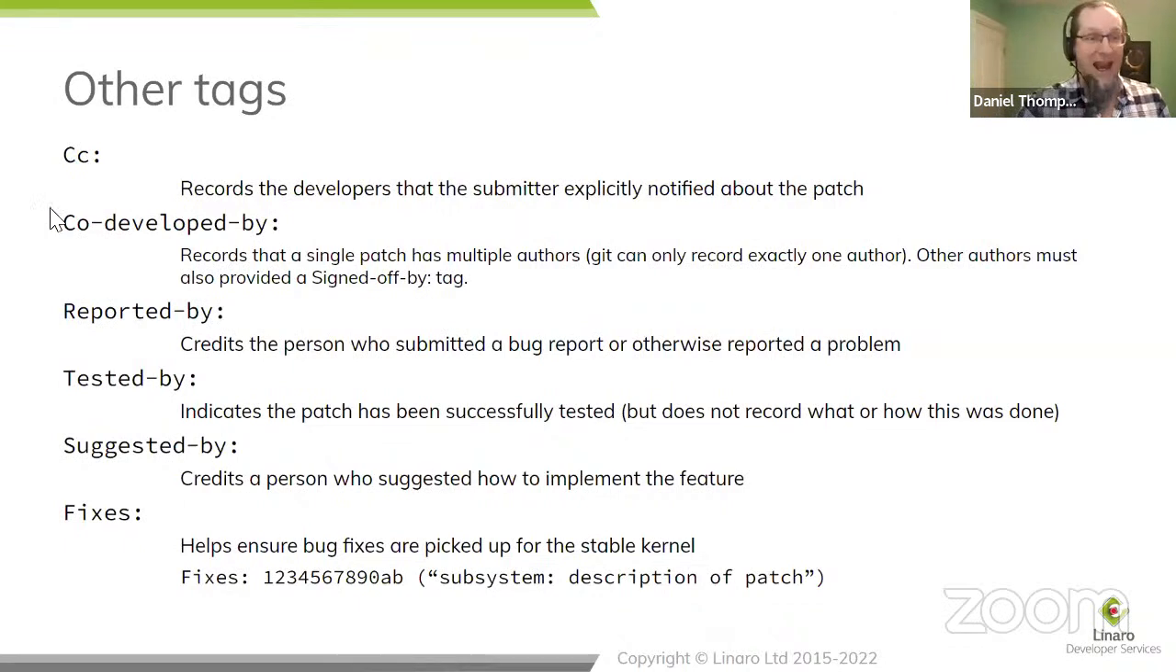The other interesting one, or another interesting one, is Co-developed-by. So Co-developed-by is basically compensating for the fact that Git can only record a single author for any given commit. So if you have jointly worked on a patch, then between you, you have to agree that one of you is going to send it in and be the author. The other one will get a Co-developed-by credit, and they would also be expected to add the Signed-off-by. So to add a tag like Co-developed-by, you have to have permission from the other party, and they have to agree to sign it off as well.